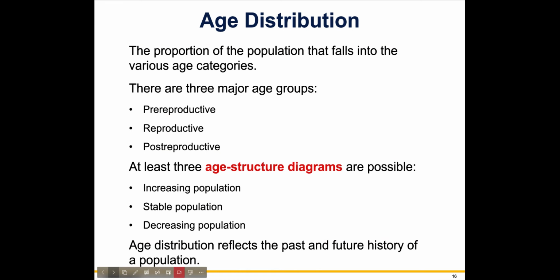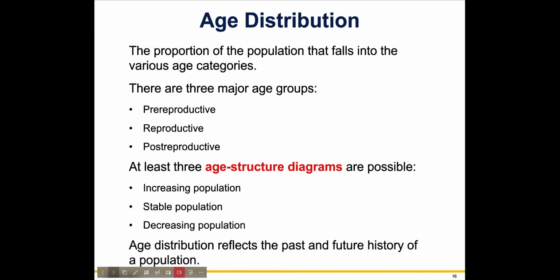We can also add in age distribution. That is going to be the proportion of a population that is in different age categories. And for ecologists, the 3 most important age groups are pre-reproductive, reproductive, and post-reproductive. And so we see really 3 age structures that can occur in a population if we look at those 3 age groups.